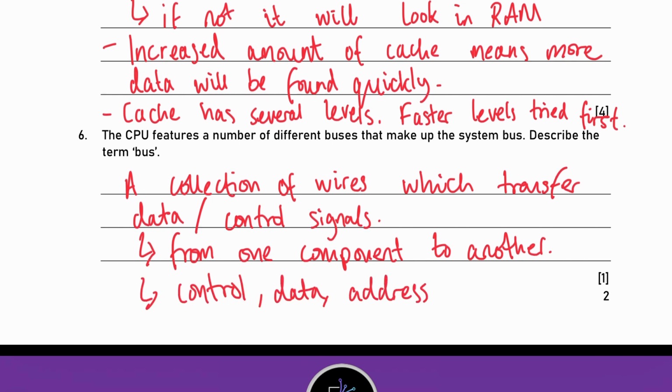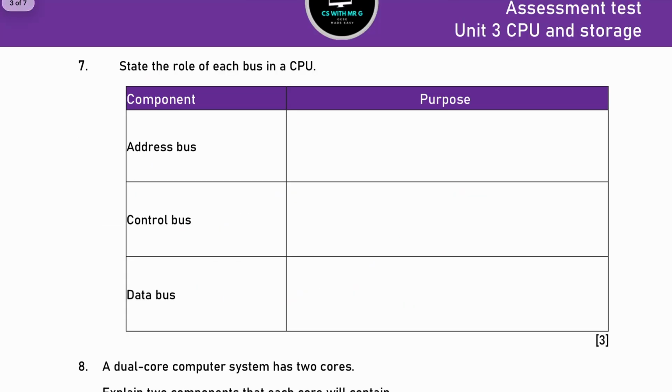The 3 buses you'd want to mention as well are the control bus, the data bus, and the address bus. They are the 3 buses that are involved within the computer, which in question 7, we have to state the role of each bus, which is fairly straightforward, where the clues are pretty much in the names of each bus.